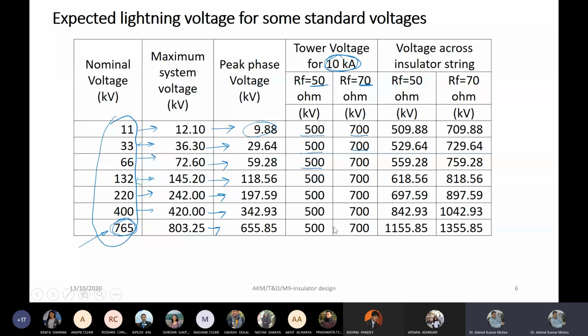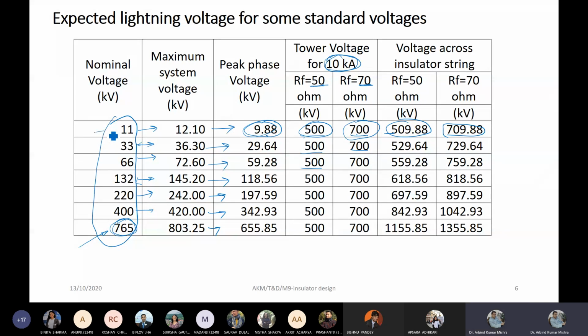So definitely the voltage across the insulator will be the sum of this plus this. Or if you assume that the tower footing resistance is 770 ohm, then in that case this plus this. So these two columns give the voltage across the insulator.